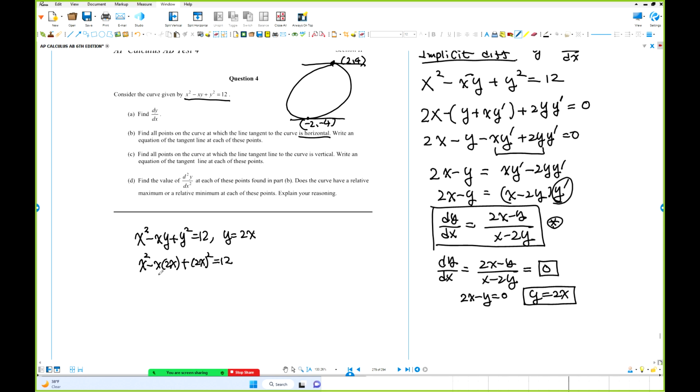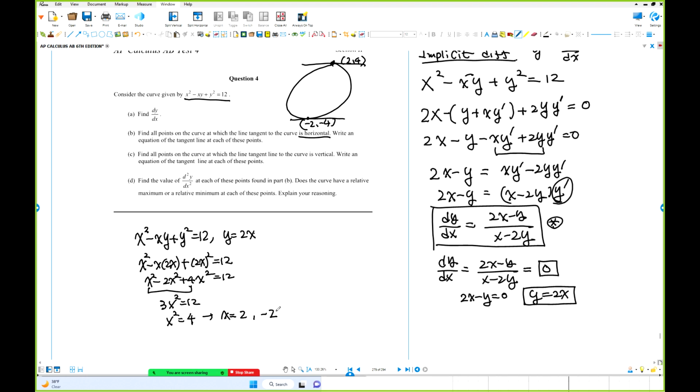So this is x squared minus 2x squared plus 4x squared equals 12. This is 5x squared minus 2 is what? 3x squared equals 12. When you divide by 3, x squared is 4. Finally, over here we can find the two numbers. x is what? 2 or negative 2, isn't it?